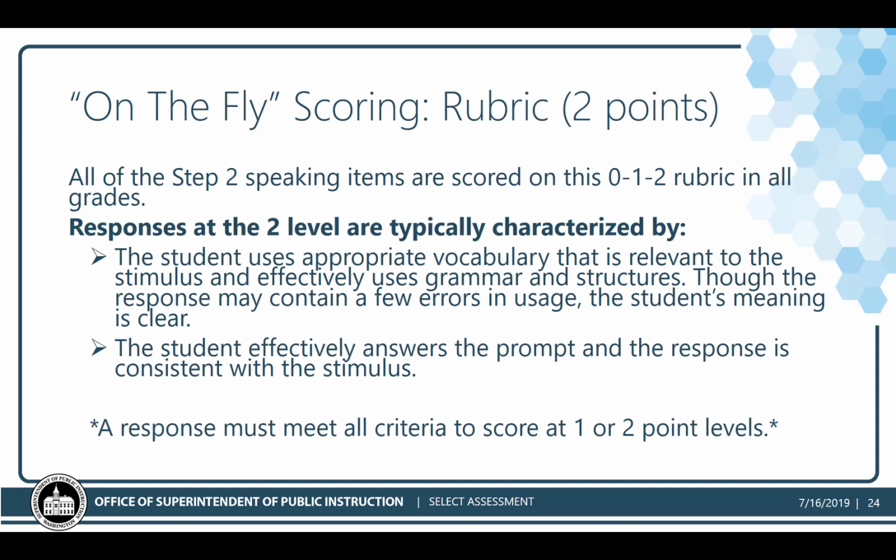The rubric for the on-the-fly scoring is the same 0, 1, 2 rubric in all grades. Responses at the 2 level are typically characterized by A. The student uses appropriate vocabulary that is relevant to the stimulus and effectively uses grammar and structures. Though the response may contain a few errors in usage, the student's meaning is clear. And B. The student effectively answers the prompt and the response is consistent with the stimulus. A response must meet all criteria to score at the 2-point level.